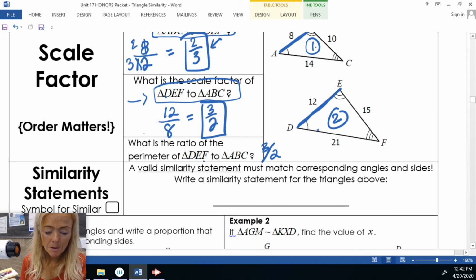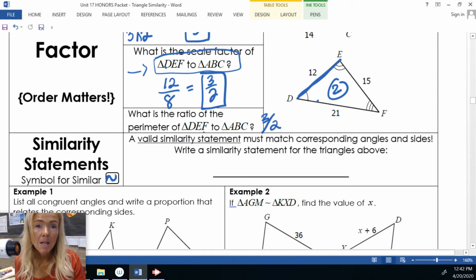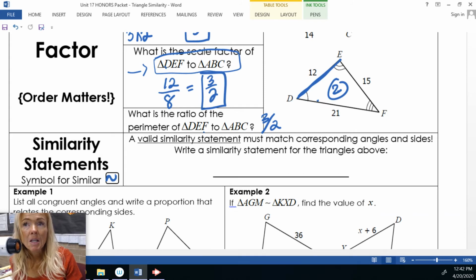All right, similarity statements. First of all, we need to make sure we know the symbol. Oh, it's right here. So the symbol of similarity looks like that. It's just the tilde part of the congruent sign. Remember when triangles are congruent, all the corresponding angles are congruent. In similar triangles, all the corresponding angles are congruent. So they share that in common, both congruent and similar triangles.